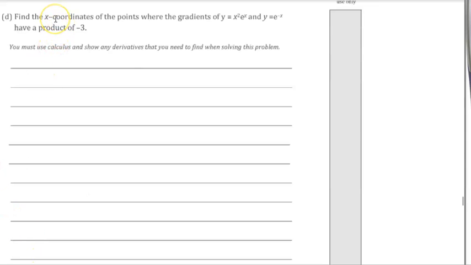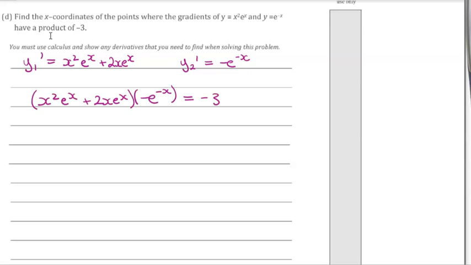Okay, we need to solve an equation to find x, where the gradients of these two things have a product of -3. So first of all, we need the gradients of those two things. The gradient of the first one is product rule. Done heaps of that already. The gradient of the second one is just differentiating e to the minus x, so that's minus e to the x. Now we're told the product of those things makes -3, so times them together, we get -3.